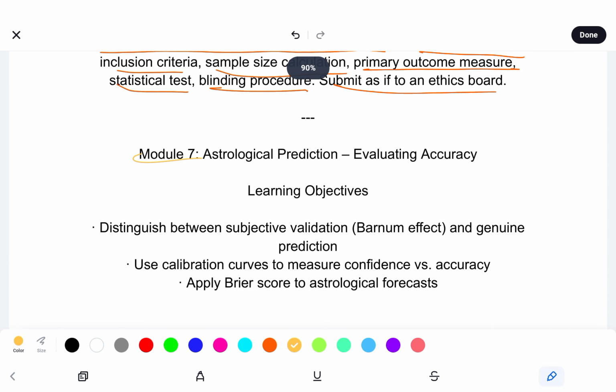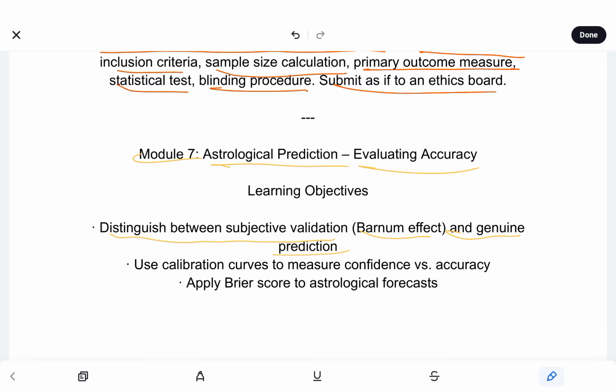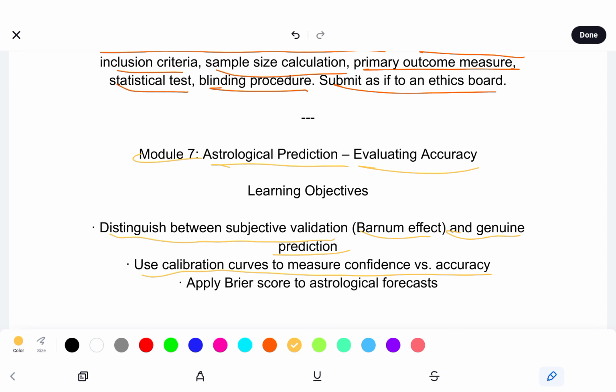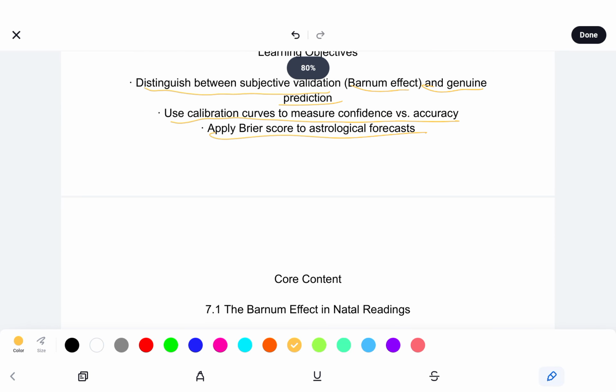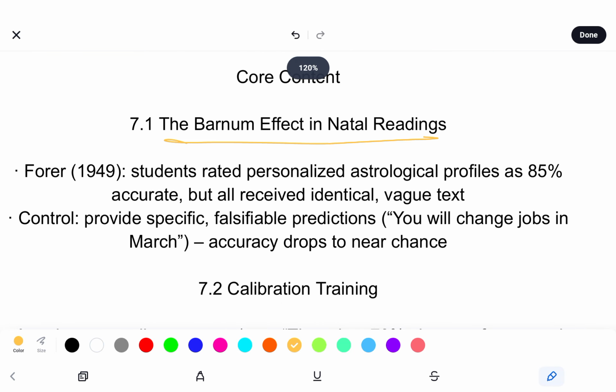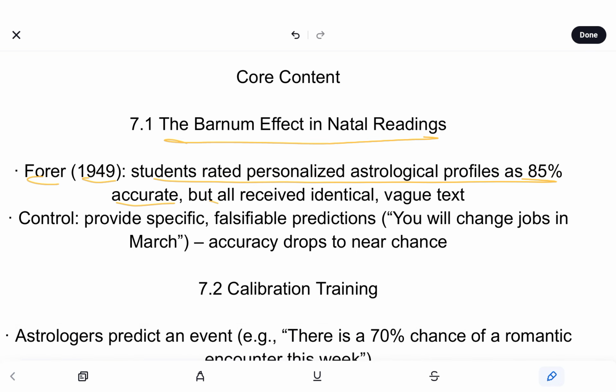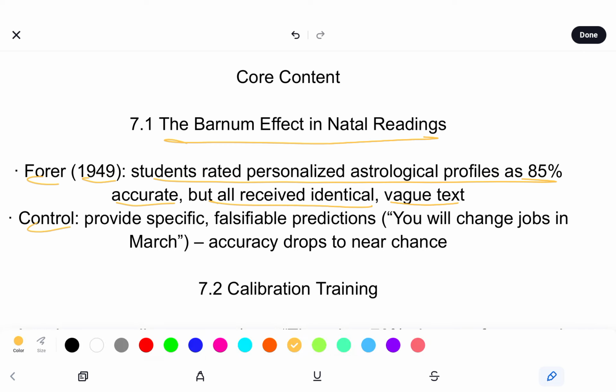Next is Module 7, which is astrological prediction, evaluating accuracy. We are to distinguish between subjective validation, the Barnum effect, and genuine prediction. We are to use calibration curves to measure confidence versus accuracy and apply the Brier score to astrological forecasts. We look at the Barnum effect in natal readings from 1949. Students rated personalized astrological profiles as 85% accurate, but all received identical vague text. And our control provides specific falsifiable predictions. You will change jobs in March. Accuracy drops to near chance.